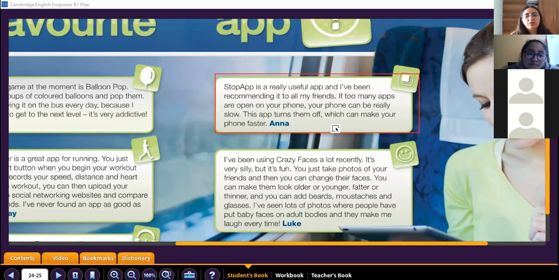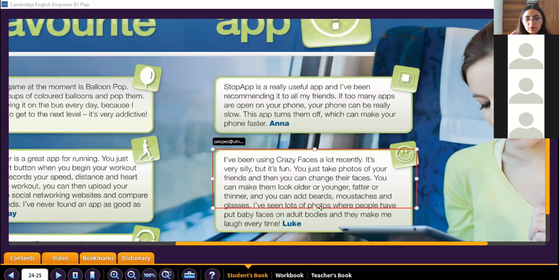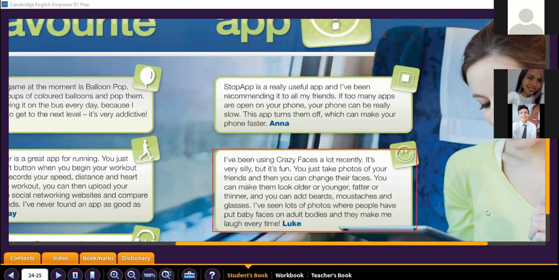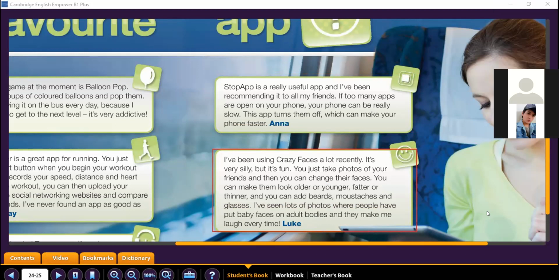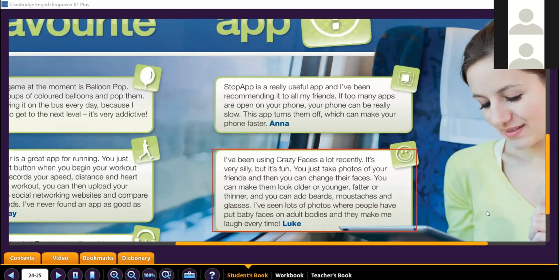Exactly. Thank you, Cindy. So with this app, we can make our phone work faster. It can help our phone. And the last one, we have Luke's review. If I don't have volunteers, I will choose two. Joanna, can you help me reading, please, this last review?